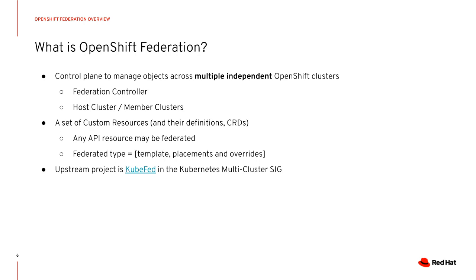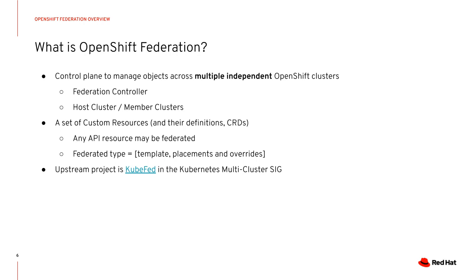OpenShift Federation is comprised of two main components: a control plane which keeps state in member clusters, and a set of API resources which should be maintained across the member clusters. The control plane itself consists of the Federation controller, which maintains the states of objects in member clusters, and a cluster registry which keeps track of the member clusters and their associated API endpoints and credentials. The custom API resources encapsulate Kubernetes resources to be maintained across member clusters along with placement details and any cluster-specific customizations or overrides which should be applied.